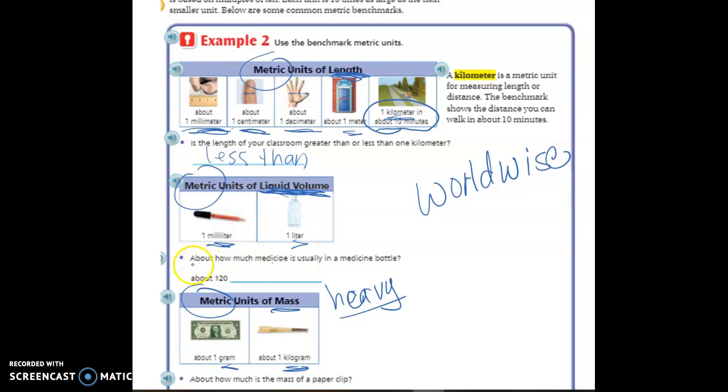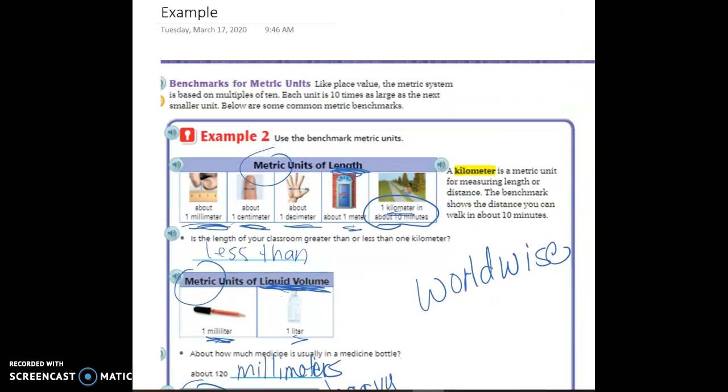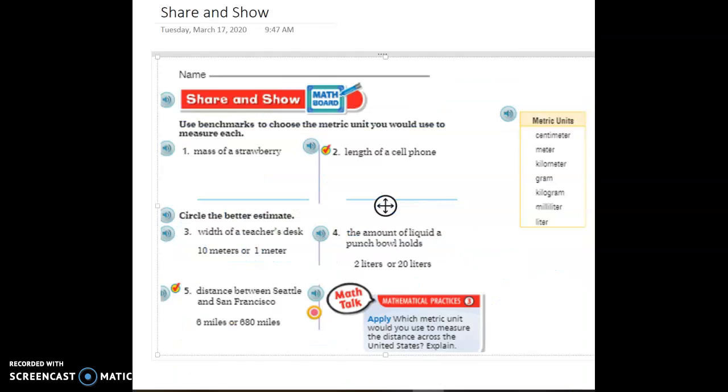Now, it says about how much medicine is usually in a medicine bottle. Well, a medicine bottle can fit in our hands. And 1 liter is a little bit bigger, but think about a 2-liter bottle of soda. Half of that. Is that how much medicine we usually have? Not at all. So we know that it's going to be milliliters. And then right here, about a paper clip. A paper clip is light. So we know we can go with gram on this one. Again, pause me if you have to. I'm going to go to the next page.